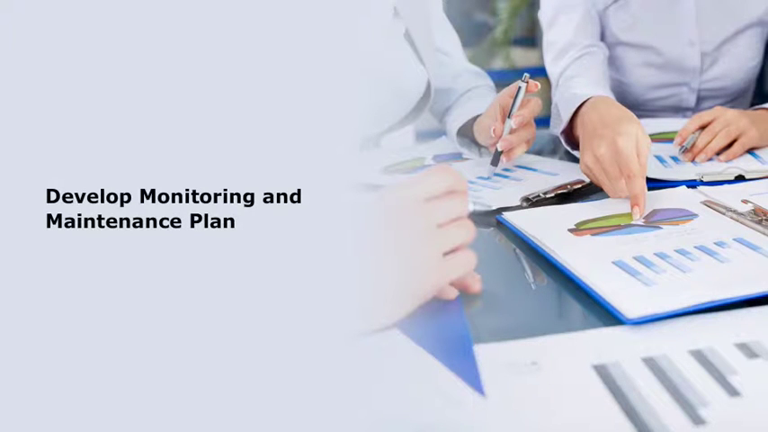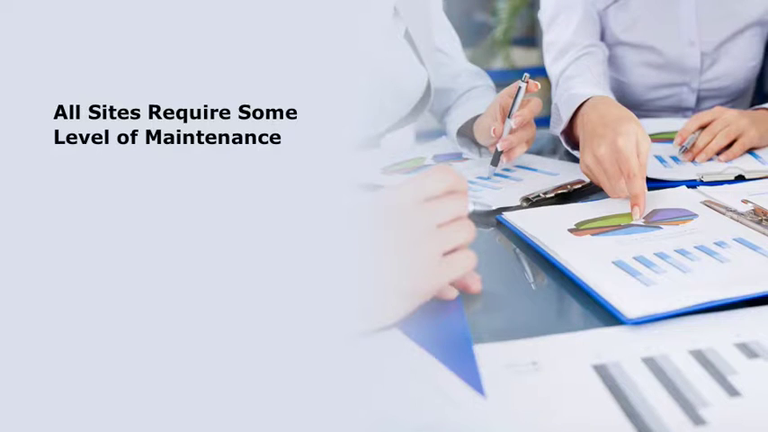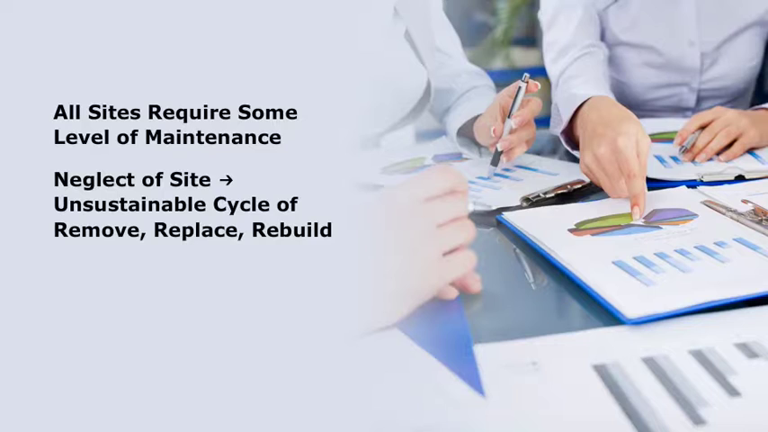Develop a monitoring and maintenance plan that conveys the activities, maintenance schedule, and equipment required to minimize air pollution and successfully sustain the natural and built components of the site. The responsibility of a project team for reducing a site's operating energy does not end with its design. All sites require some level of maintenance, and the neglect of a site can lead to an unsustainable cycle of remove, replace, and rebuild that increases environmental and economic costs.